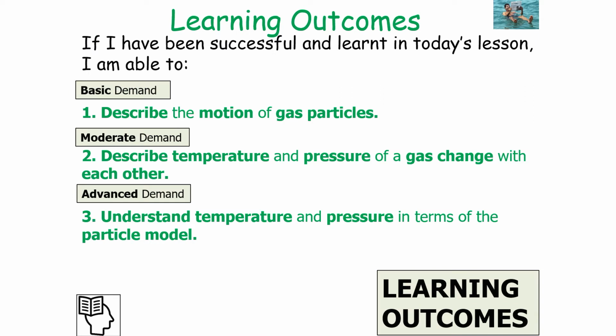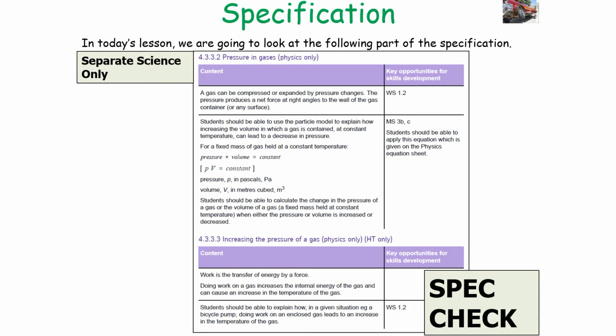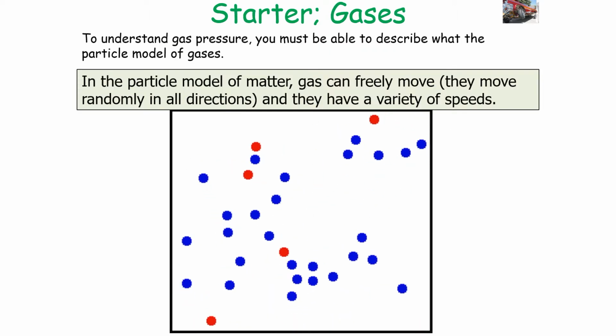So we should be able to describe the motion of gas particles, describe how the temperature and pressure of a gas change with each other, and understand temperature and pressure in terms of the particle model of matter, which forms the following part of the AQA Separate Science GCSE specification: 4.3.1.1, which is the particle motion in gases, and then 4.3.3.2 and 4.3.3.3, pressure in gases and increasing the pressure of a gas, which is only in the Separate Science course of this particular topic.